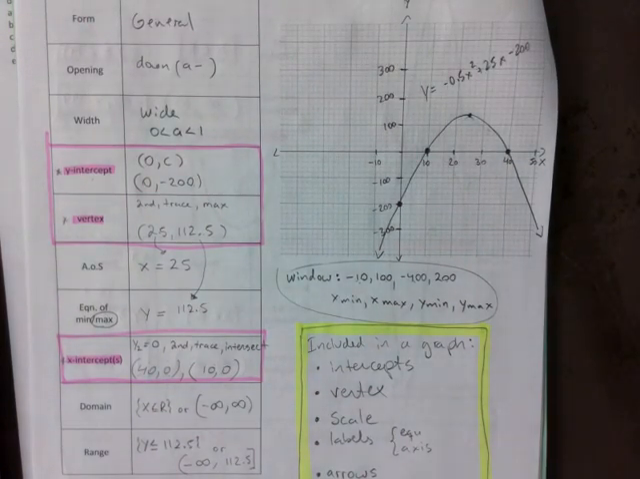That's a graph. You get full marks for that. Arrowheads are there, labels are there. I have my vertex, I have all my intercepts. We're good to go. Right?